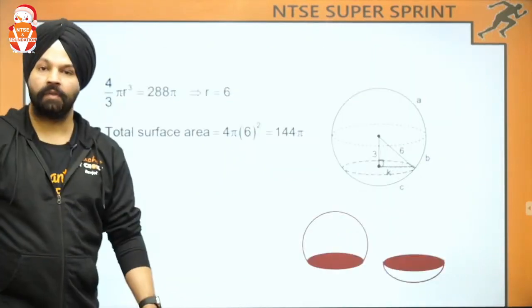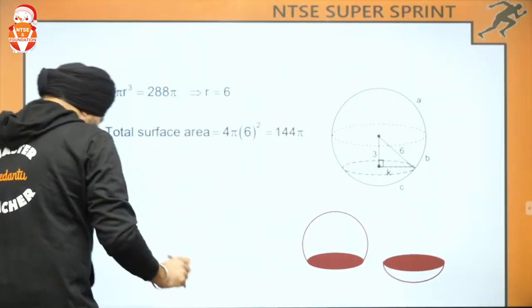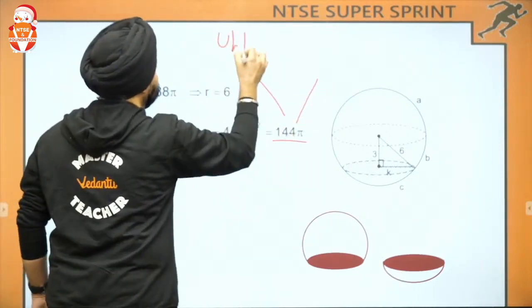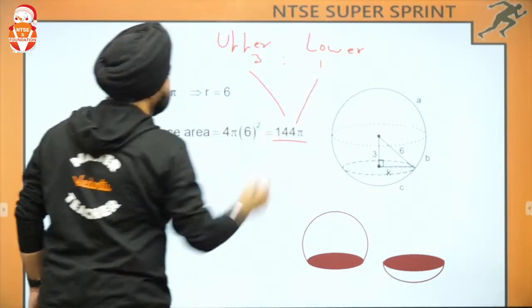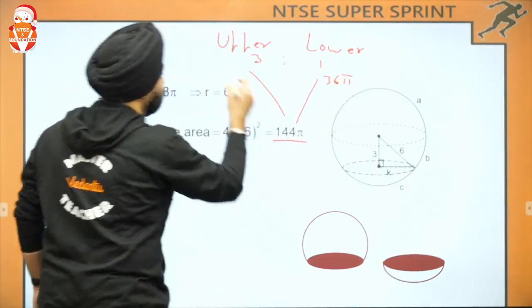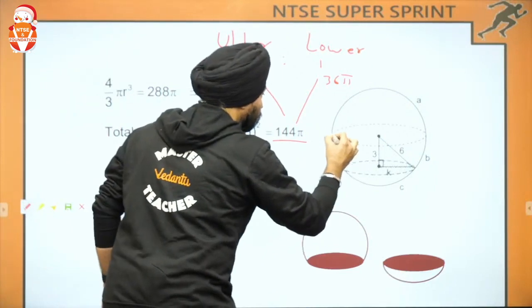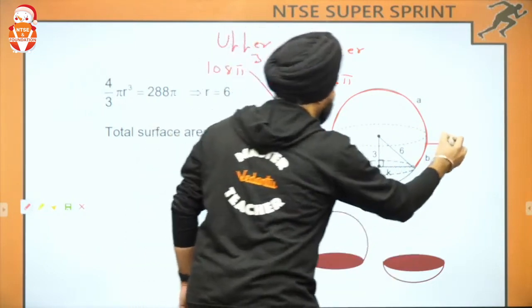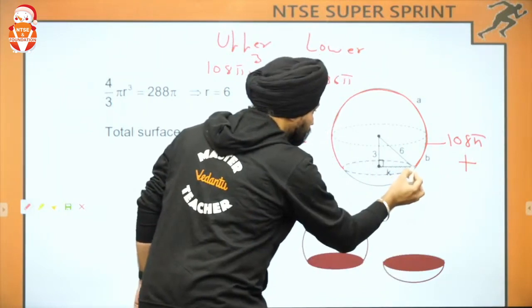This is the diagram. As per the question, this total surface area is divided into two parts. The upper part, the lower part. Ratio is 3:1. That means 144 will get divided into 36 pi and 108 pi. That means this is 108 pi. To this, you would be adding this circle.